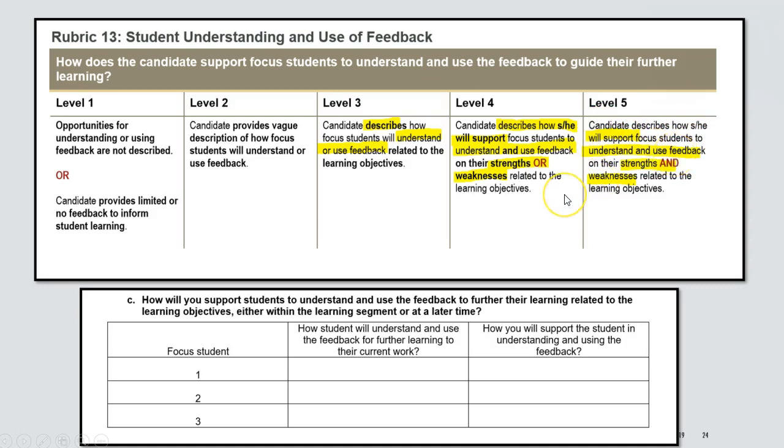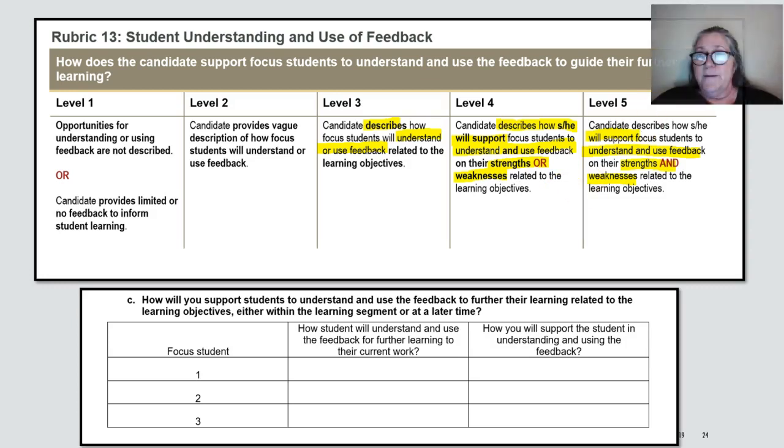So let's be clear about what this is not. If you say, okay, you didn't do very well on this math exercise or these math problems, and if you send it home for them to fix for homework, then they may get a chance to redo it, but they're not getting your support. That would be a level 3 of how they will use feedback, but it's not going to be how you support them in doing it.